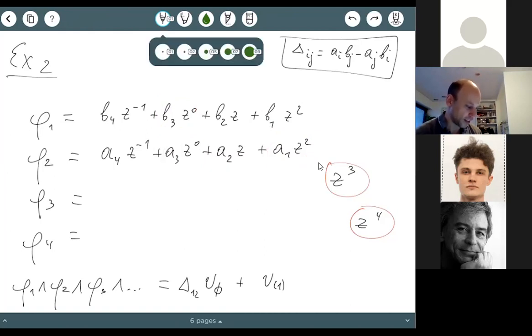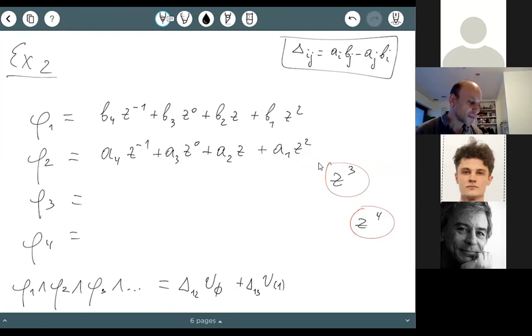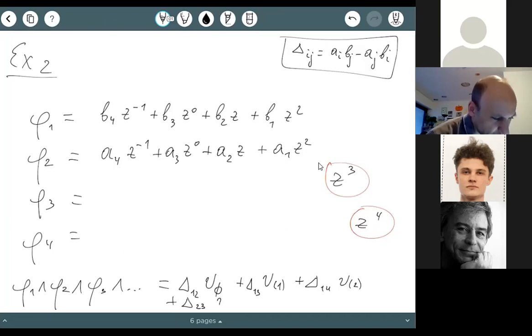So that is delta 1,3. And if I continue in the same way, I see that I have also delta 1,4 times V2, plus delta 2,3 V11, plus delta 2,4 V21, plus delta 3,4 V22.